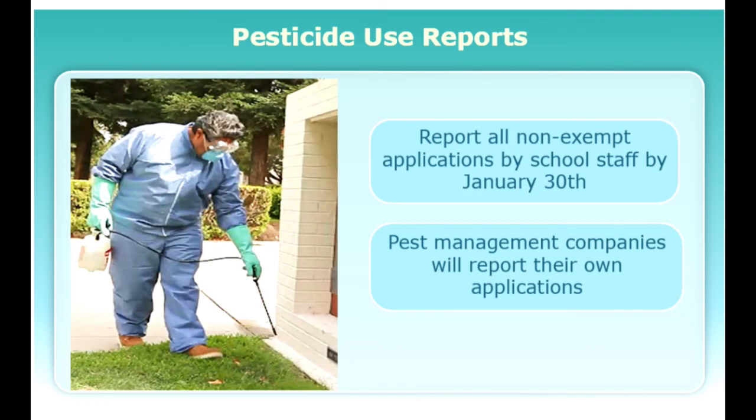However, it is the school site's responsibility to make sure outside contractors are aware that the property is a school site and falls under the requirements of the Healthy Schools Act. This is true for exempt pesticide applications as well, for instance if you have an outside contractor for custodial services.